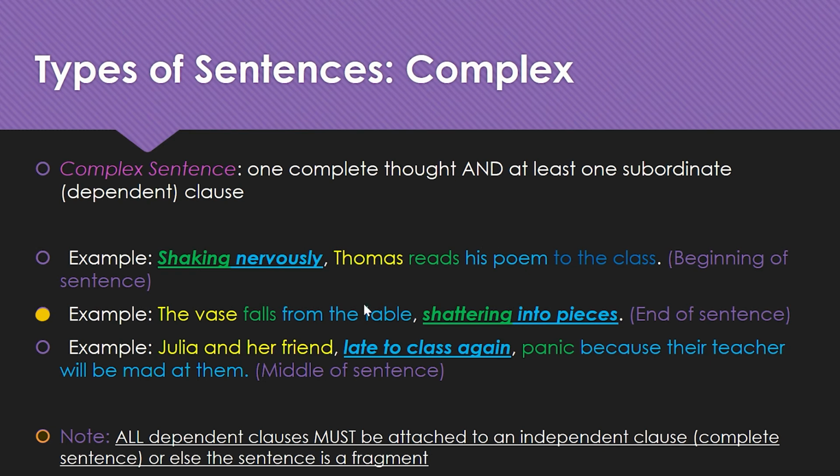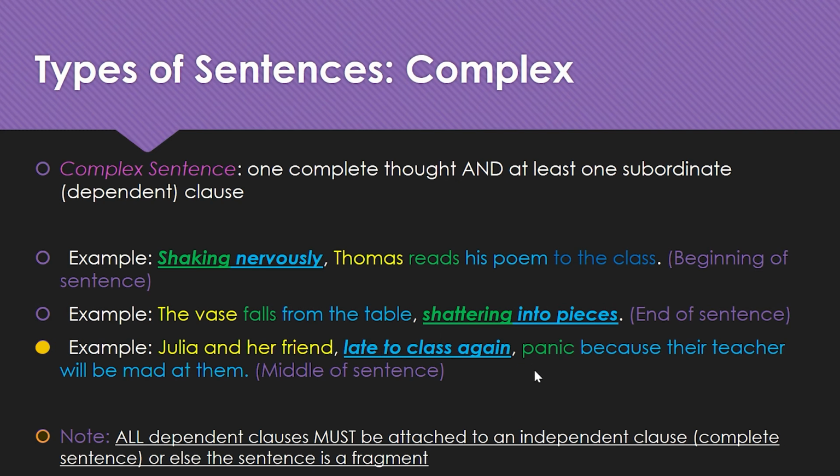The end of the sentence can also have a dependent clause. The vase falls from the table, shattering into pieces. So shattering is the verb. Into pieces is how it's shattering. And on its own, shattering into pieces makes no sense. But since we have the complete sentence, the vase falls from the table, shattering into pieces adds extra information to that simple sentence. And of course, it can also be in the middle.